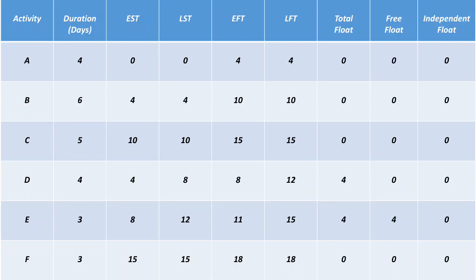Let's calculate the value of total float. Total float equals LST minus EST or LFT minus EFT. You can use any of these formulas. Now I am taking LST minus EST, column number 4 and column number 3. So for activity A, LST is 0 and EST is 0. So total float is 0.